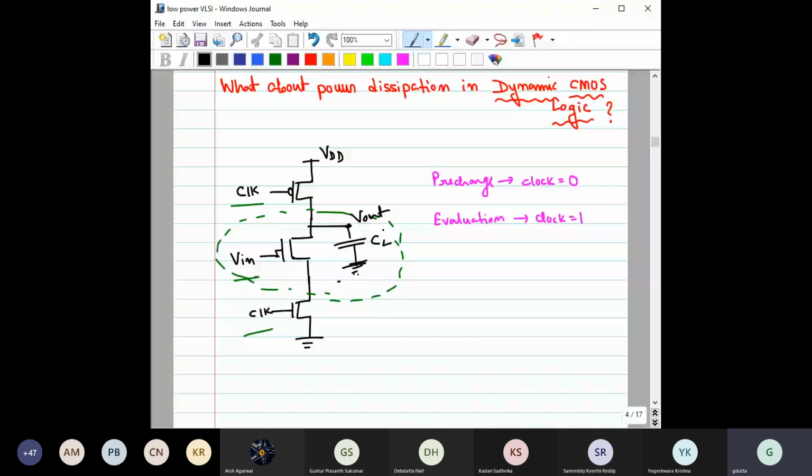Discharging, half of the power will be dissipated, right? But that power is not being consumed from the VDD at that point, right? That power will be only consumed when? Power will be only consumed during the charging phase.